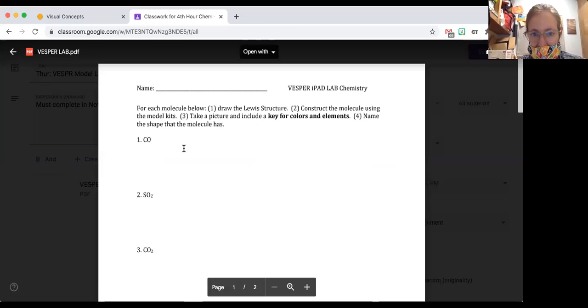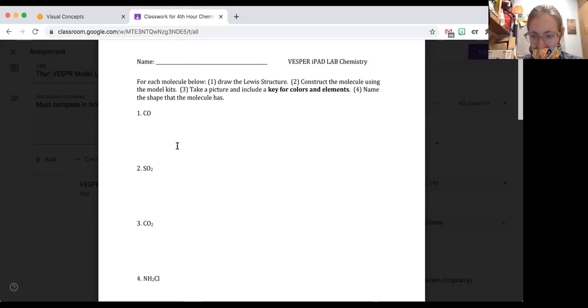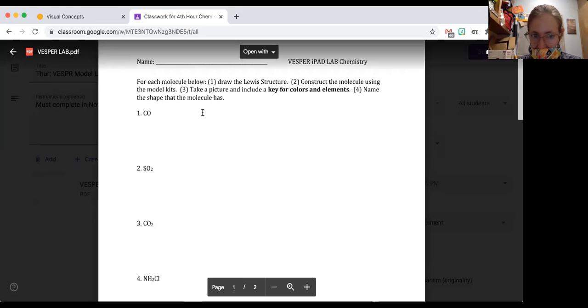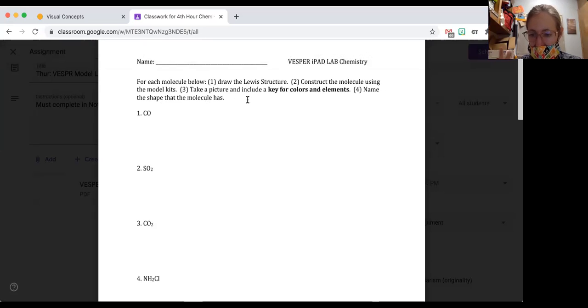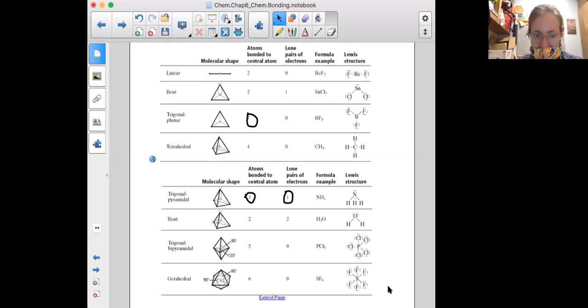So it says for each molecule below, you want to draw the Lewis structure, then construct the model using the model kit. And you're going to take a picture and include a key, okay? And then name the shape of that molecule. So you're doing 4 things. You're going to draw the Lewis structure. From the Lewis structure, you're going to revert back to this handy dandy table that was in the PowerPoint. I guess I can show you that one more time. You're going to revert back to this table, okay? Figure out how many atoms are bound to the central atom and then do the lone pairs of electrons.